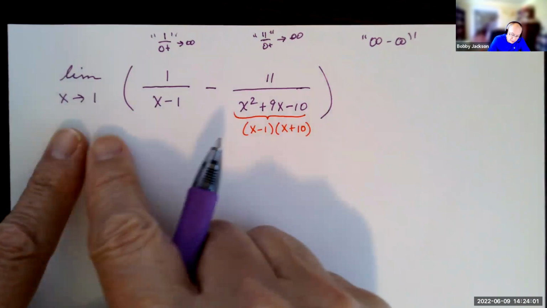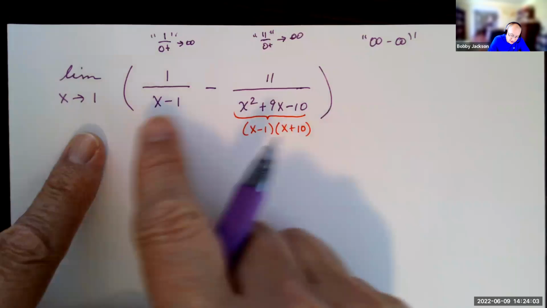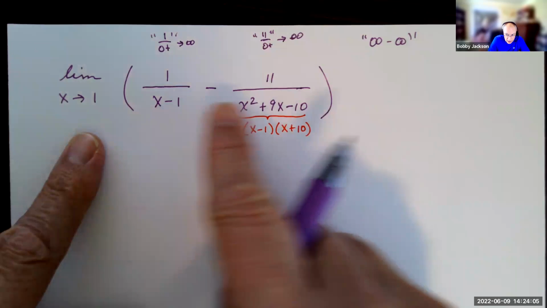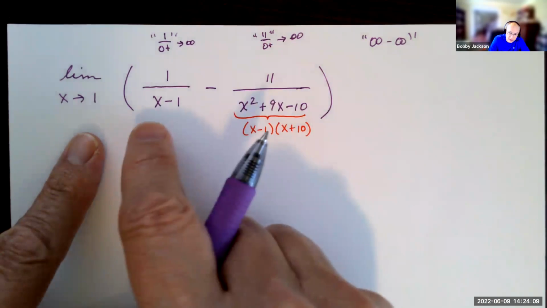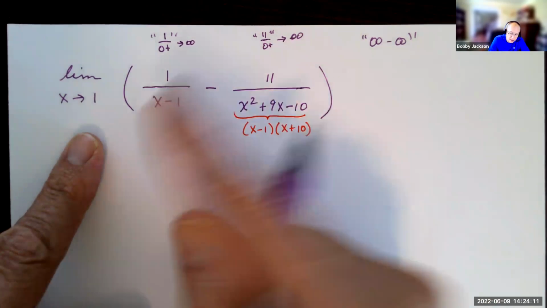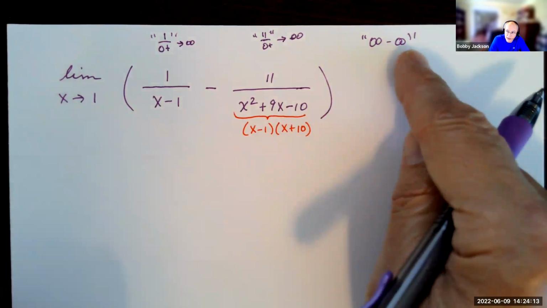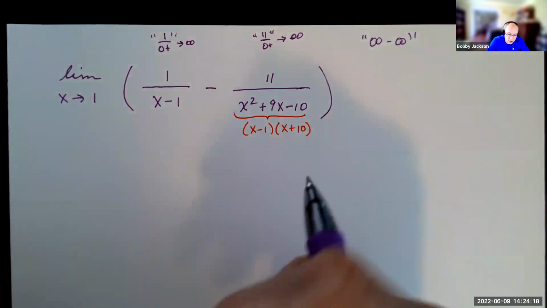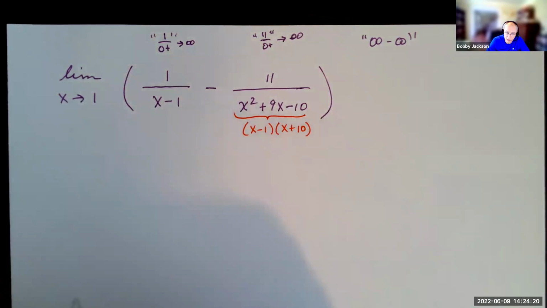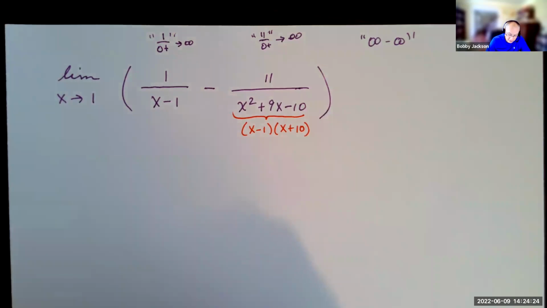If we approach 1 from the negative side, we'll get essentially the same thing. This will be negative infinity, and this will be negative infinity, but negative infinity minus a negative infinity is negative infinity plus infinity, which is the same thing as infinity minus infinity. That is indeterminate. Infinity minus infinity is not necessarily 0. It could be 0, it could be infinity, it could be some finite value. So we have some work to do.